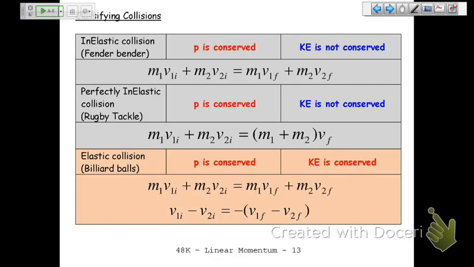It turns out that with gas molecules, kinetic energy is conserved. If I have electrostatic particles, kinetic energy is conserved. All that kind of stuff. So I have two basic classes of collisions. I have collisions where kinetic energy is not conserved, and these are called inelastic. And then I have collisions where kinetic energy is conserved, and these are called elastic.